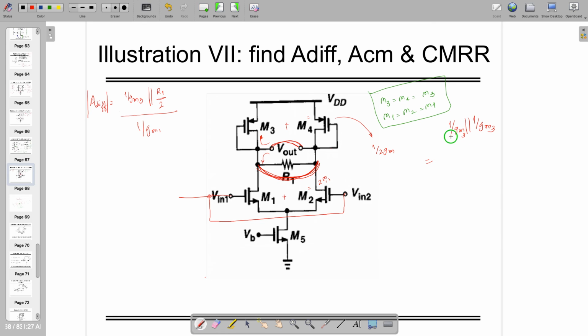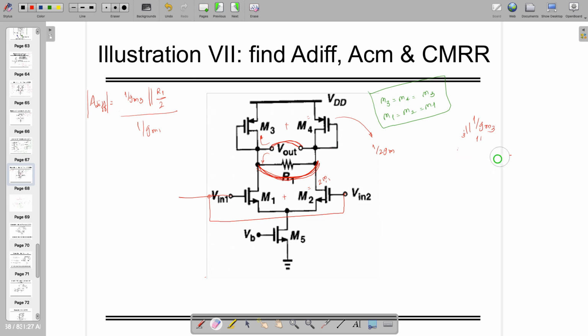That is going to give me 1 by gm3 times 1 by gm3 divided by 1 by gm3 plus 1 by gm3, right? Sorry, not 2. So that is going to give me 1 by gm3 divided by 2. So that is going to be given by 1 by 2 gm3. So it was a small mistake.